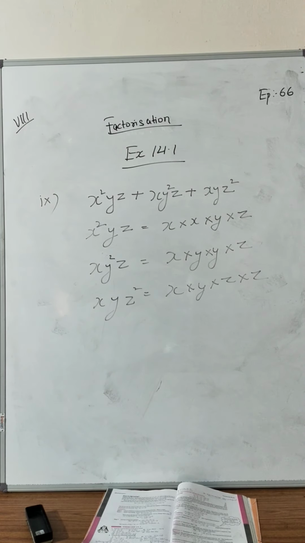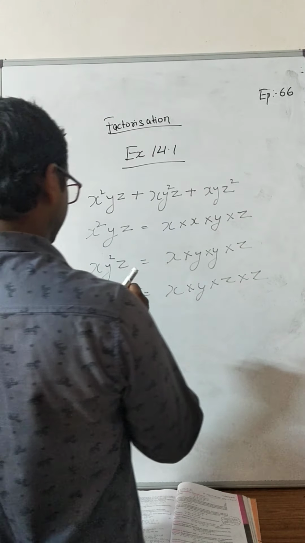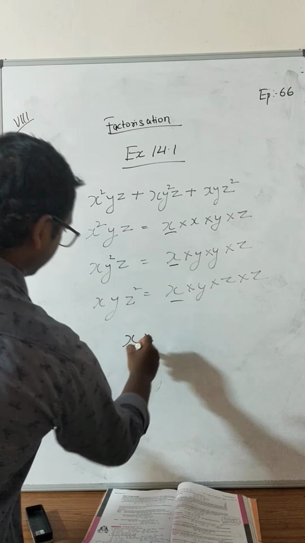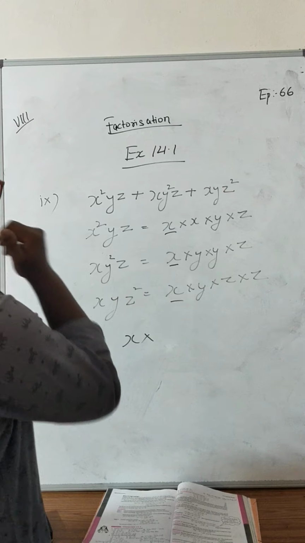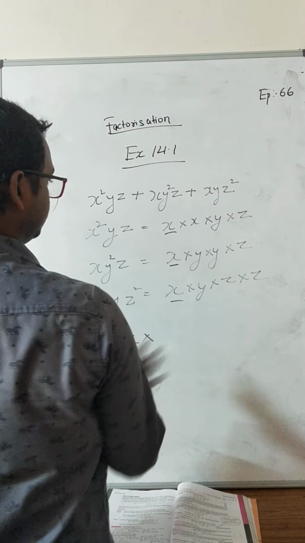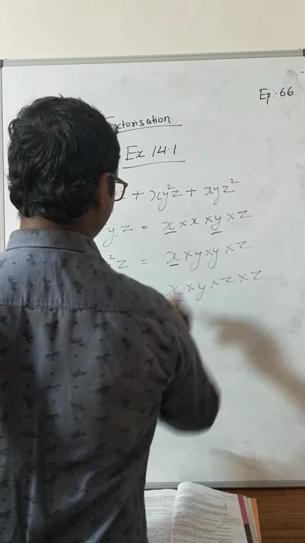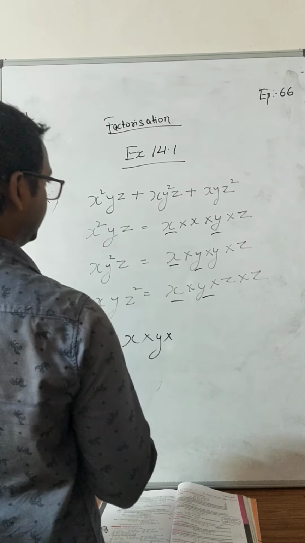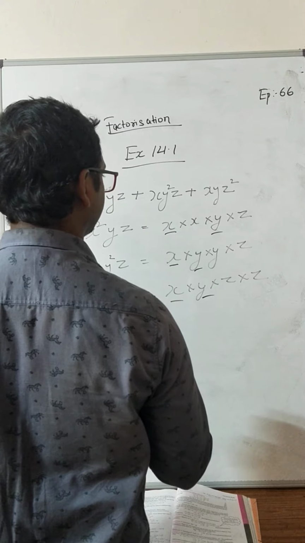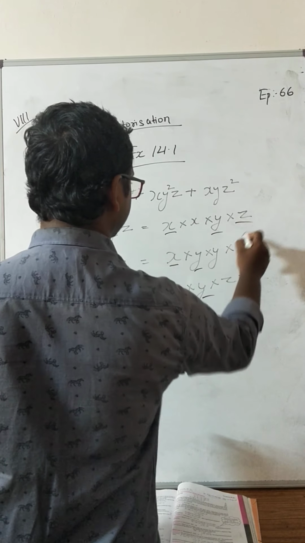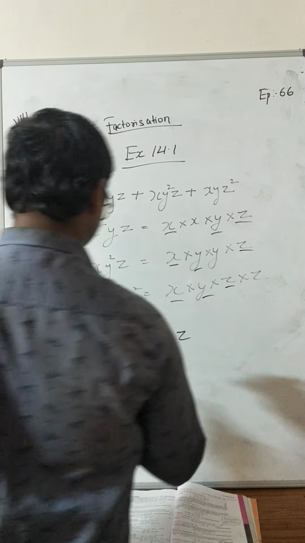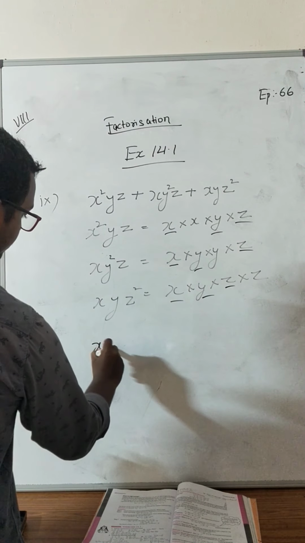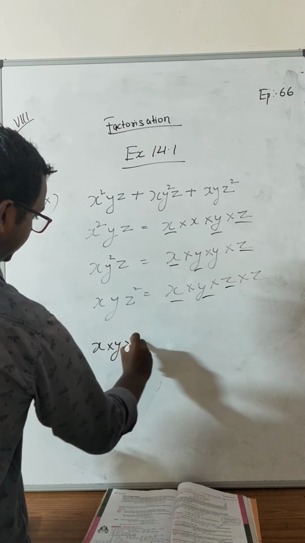So now let's take common values. Here we will get x as common. So we are getting one x as common. Next, we have y as common. Next, we have one z. So the common values that we are getting are x into y into z. x into y into z is the common factor.